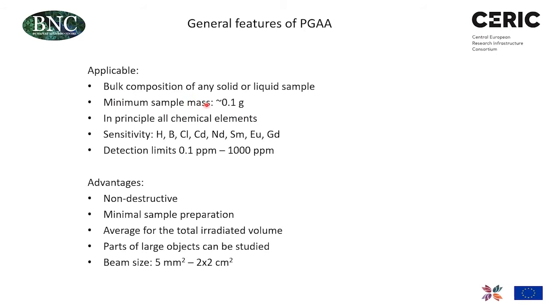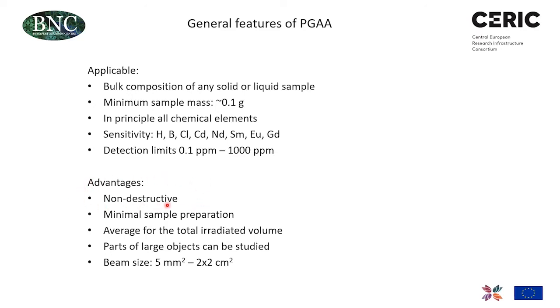The minimum sample mass is kind of 100 milligram, but to some extent we are flexible because we can compensate the smaller amount of samples by increasing the acquisition time. It is a panoramic analysis technique, so in principle all chemical elements can be measured except for helium, which has no capture line. And as I told, the detection limits are medium range, so not the most sensitive method, but still sufficient for many applications.